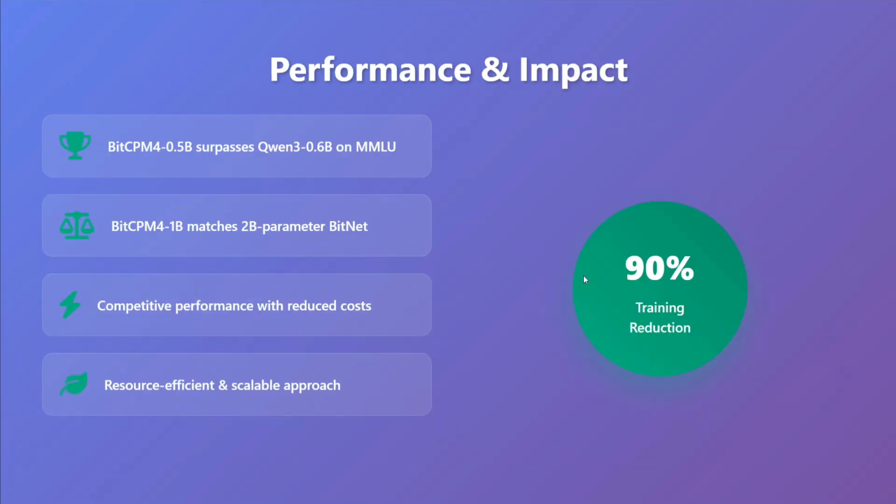Talking about the performance and impact of BitCPM4, it has been released in two versions. As you can see, the 0.5 billion surpasses the Qwen3 0.6 billion model on MMLU, and BitCPM4 1B matches the BitNet 2 billion parameter variant. This is big news. So hence you can say that BitCPM4 is right now the best small sized LLM that you can have, especially in the 1-bit series. Competitive performance with reduced cost and resource efficient, we all can see that.